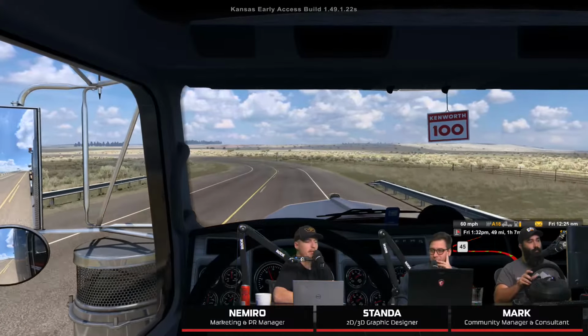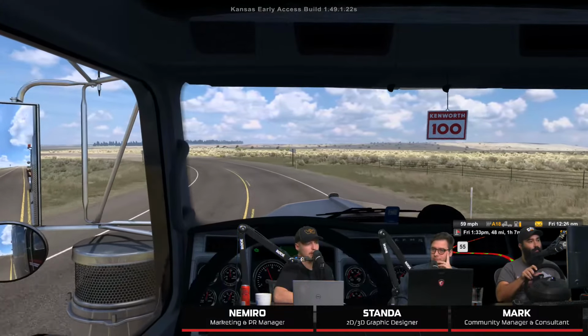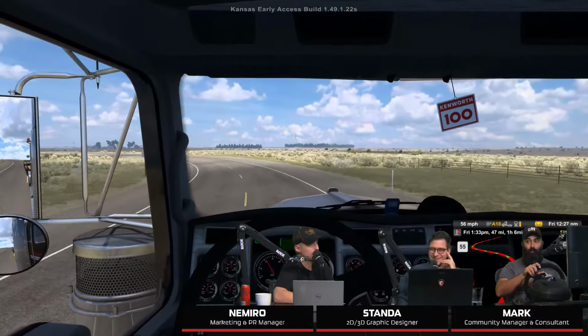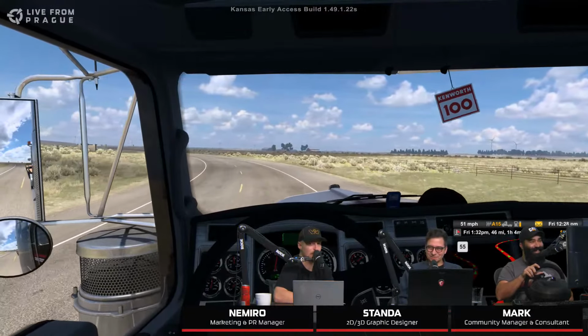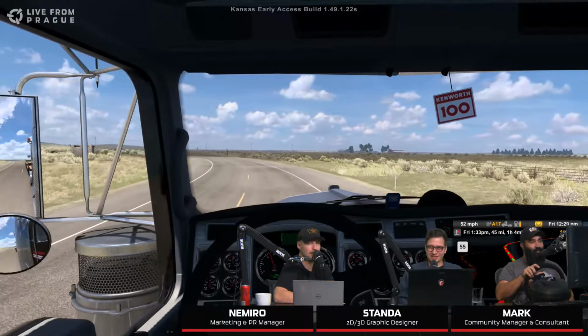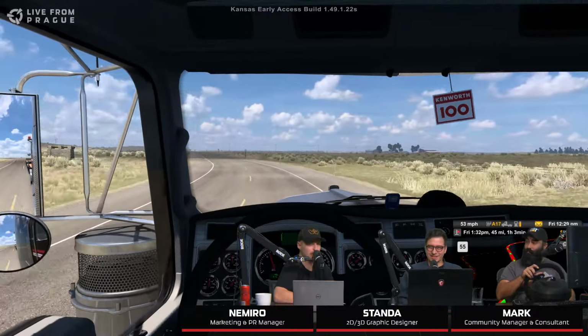I see. Someone in the chat is writing that Mark looks like a real truck driver. I hope so, because actually he used to be a real US and Canadian truck driver for 14 years, right? Mm-hmm. Yep.